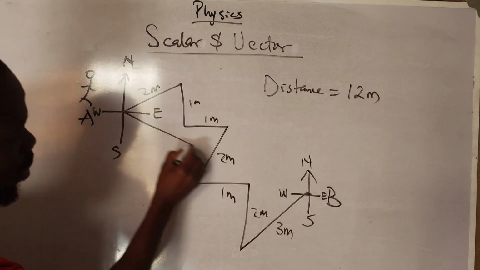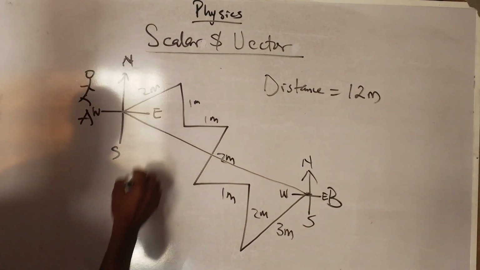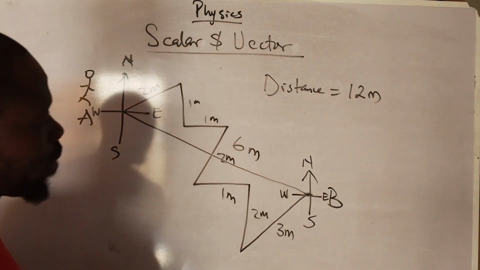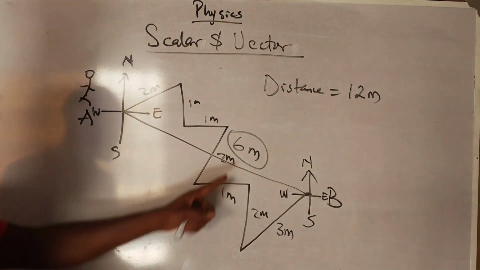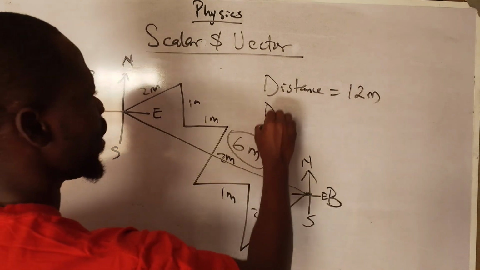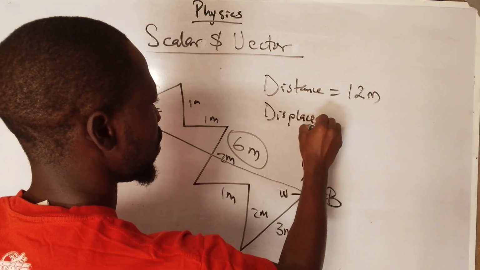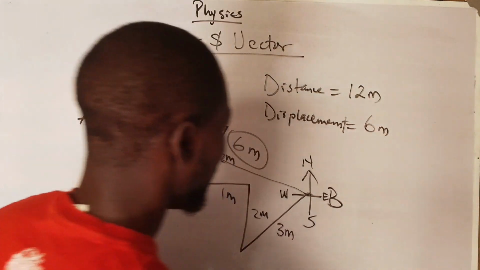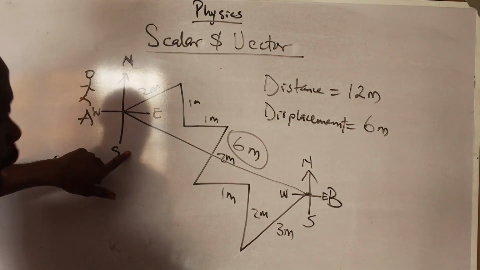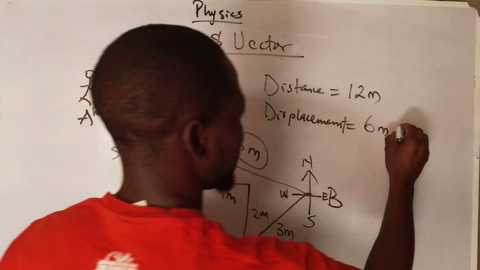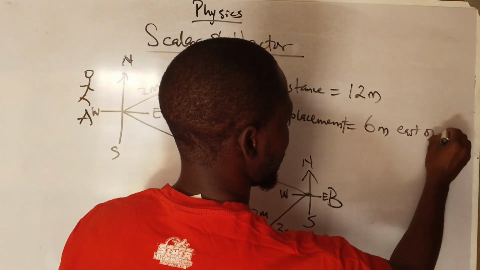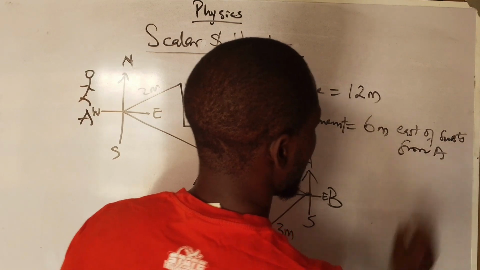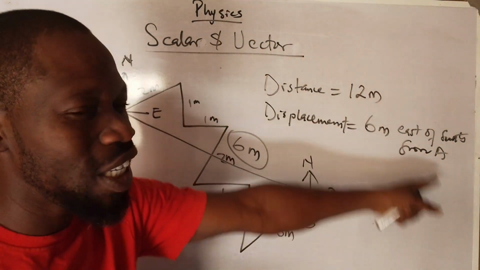It's going to be this straight line. And now let the displacement be 6 meters, for example. So if the displacement is 6 meters, so displacement is equal to 6 meters east of south from A. So when you are quoting the displacement, you'll be quoting the direction.